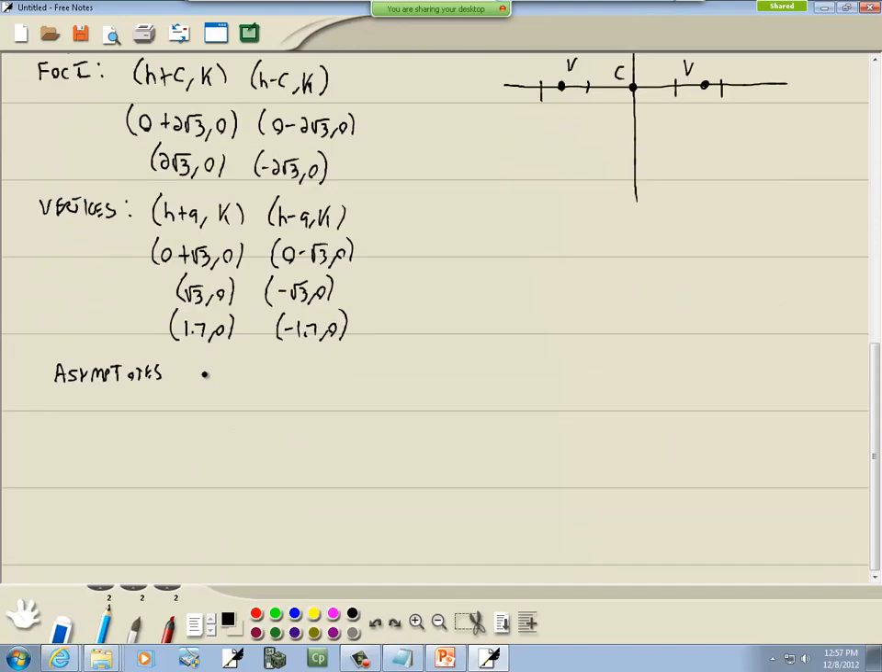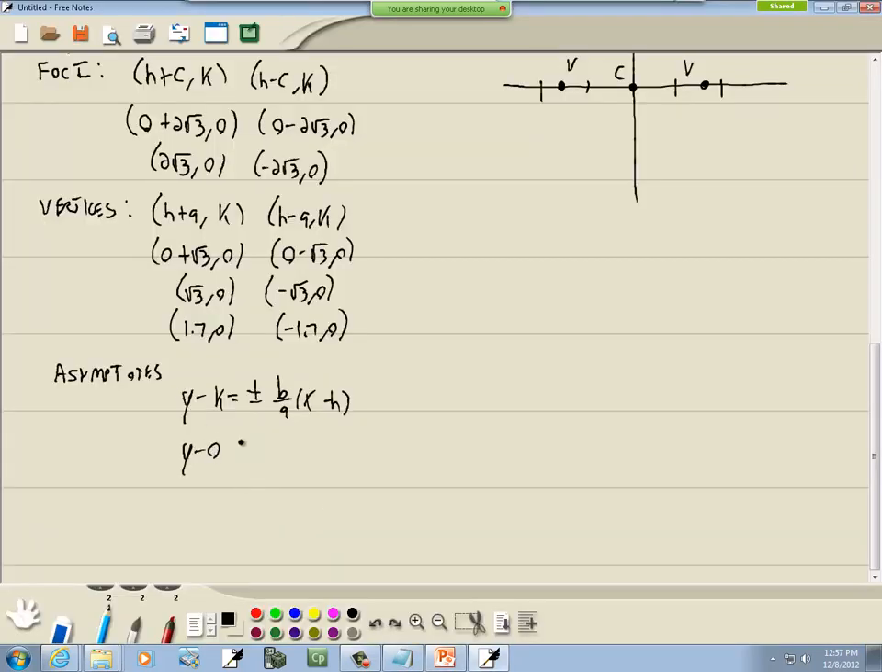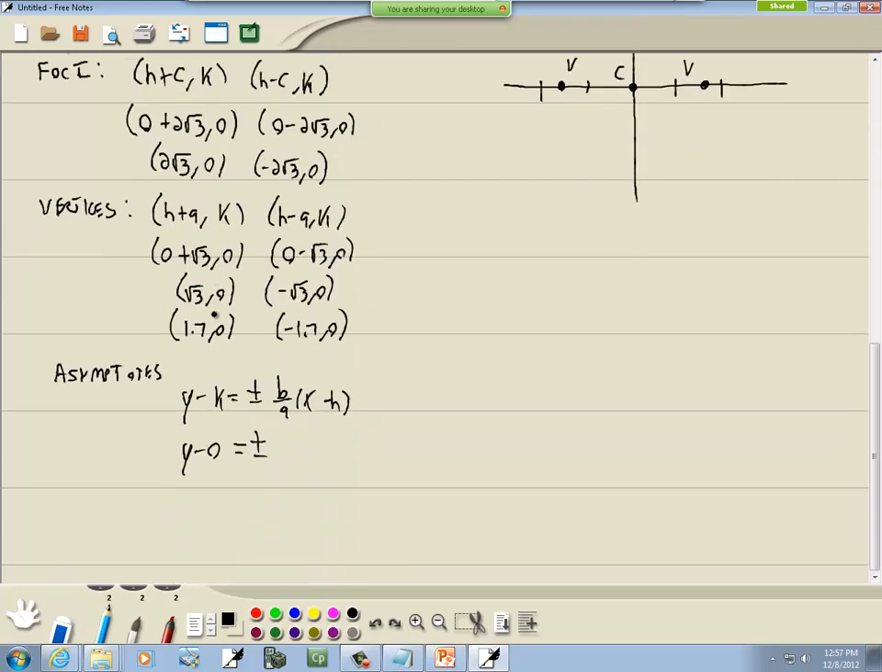Let's see, formula on the left. So, left one. We've got y minus k is equal to plus or minus b over a times x minus h. That's just this formula right here. So y minus 0 is equal to plus or minus, have no clue what b and a are. B is 3 and a is square root of 3. So 3 over square root of 3, times x minus h. So those zeros drop away. We get y is equal to plus or minus 3 over square root of 3 x.